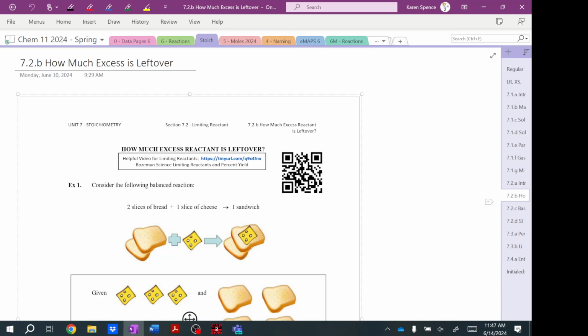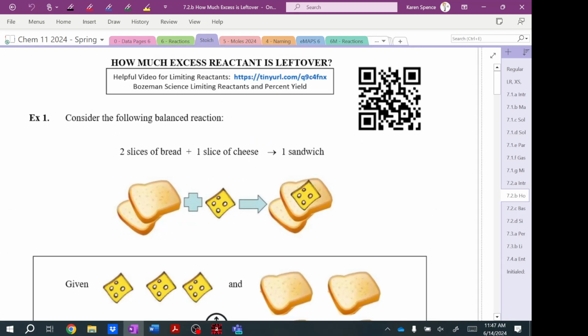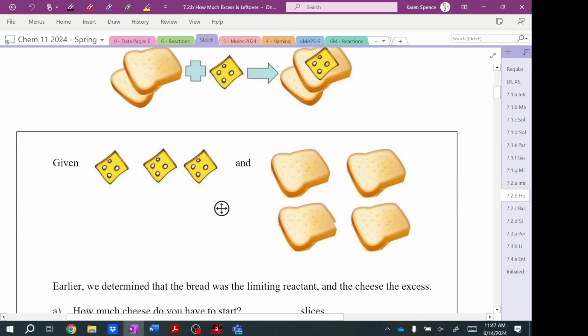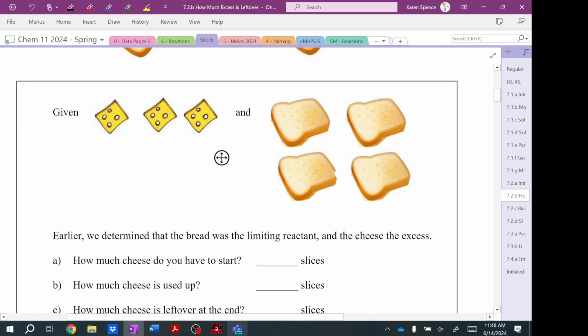We have 5 more minutes. We can start on this. We'll start on it. Okay. Consider the following balanced reaction. Here's our cheese sandwich again. And once again, we have 3 slices of cheese and 4 slices of bread. This is on page 45. Okay.